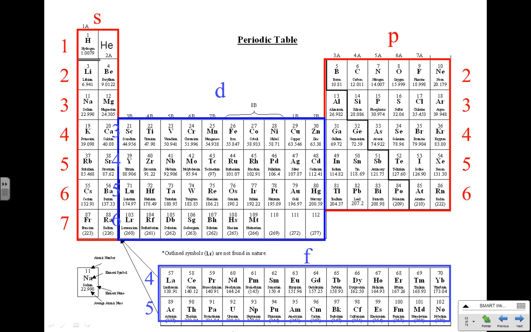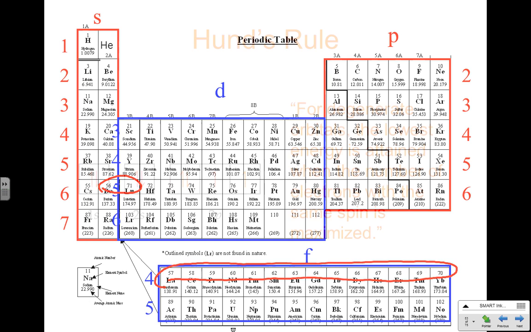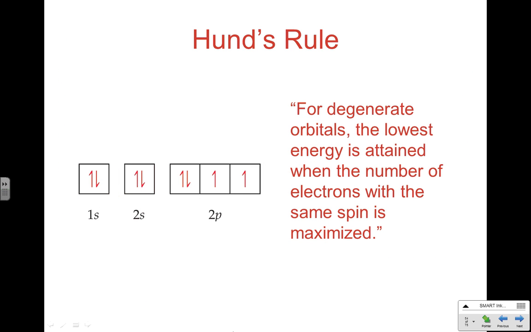And notice right in here what's happening. Between 56 and 71 there's a big blank. That's because these come next. So after we fill our 6s with the 56th electron, the 57th electron is going to go in the 4f. And we have to fill the whole 4f before we generally add to the 5th level d. So this periodic table really shows us all of the energy levels and how things go.